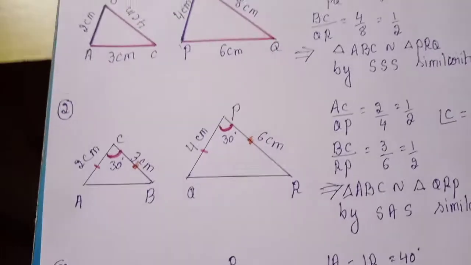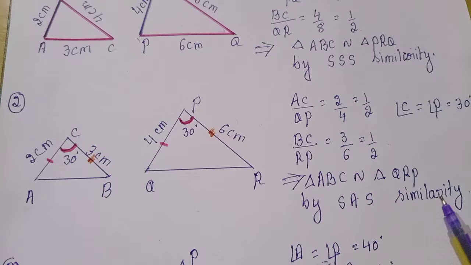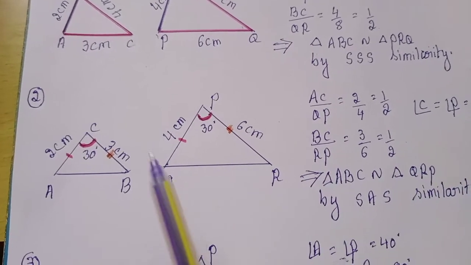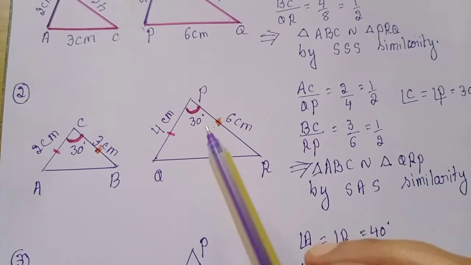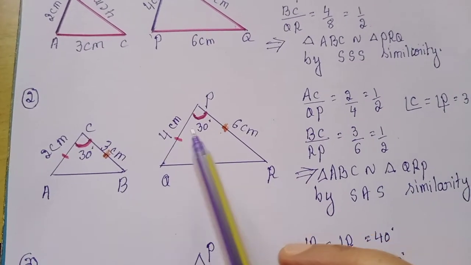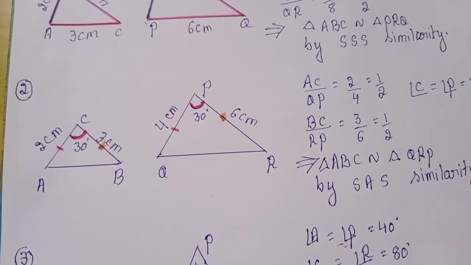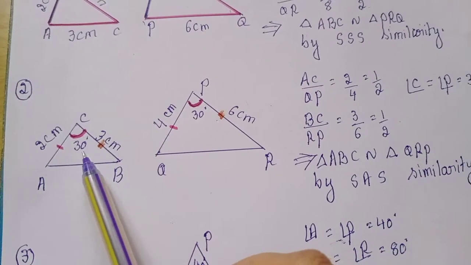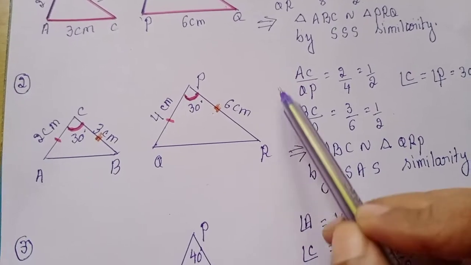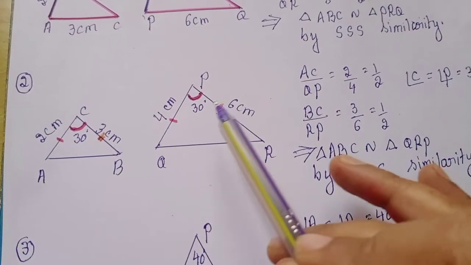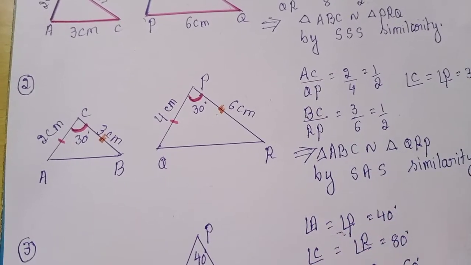The next similarity condition is SAS, which means two sides are in the same ratio and one angle. Be careful, children: angles cannot be in ratio, angles must be equal. Suppose the corresponding angles were in the same ratio, say if this is 30, this will be 60; if this is 40, this will be 80; if this is 100, this will be 200. Then some angle property will not be satisfied in the triangle. So angles will be equal but sides will be in the same ratio.